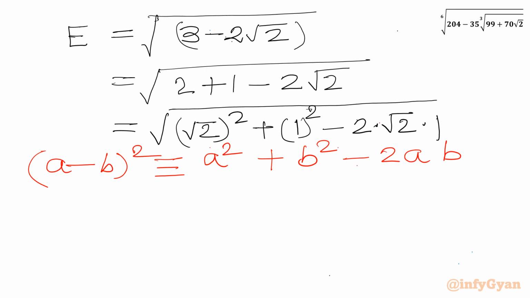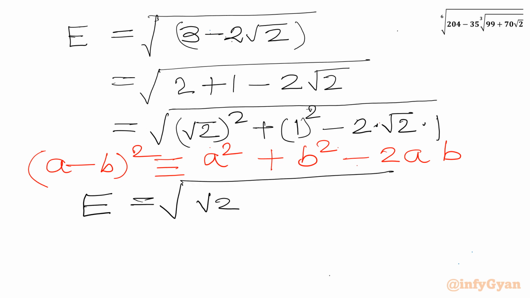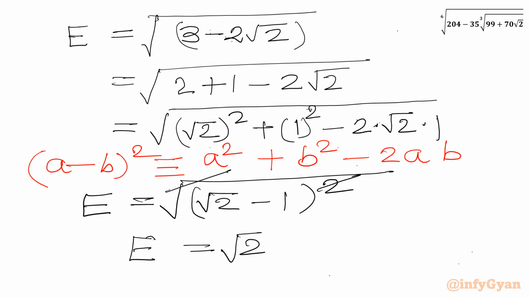So I can write our RHS will become the square root of root 2 minus 1 whole square. Now square root and square will be cancelled out. We will get our answer equal to root 2 minus 1.